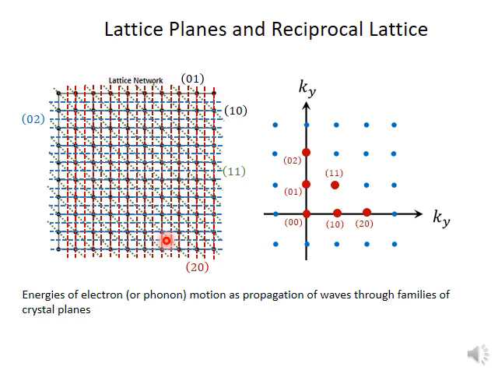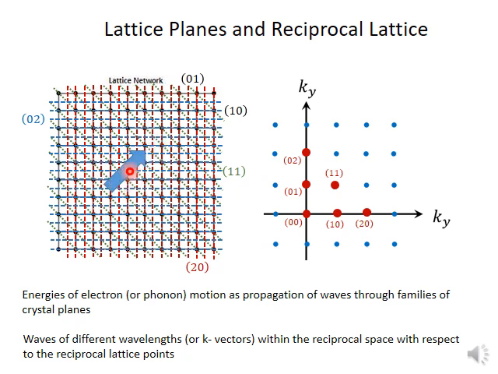So now, if we talk about energies of electrons or phonons propagating through this crystal, then that wave, whether of a lattice vibration or of an electron, would have a certain wave vector with a certain magnitude. We can describe the direction of propagation of that wave with respect to a certain lattice plane. For example, let's say this wave is perpendicular to a 1-1-1 set of planes. It has a certain wavelength, so we can also find its wave vector, and the magnitude of the wave vector would be 2 pi by lambda.